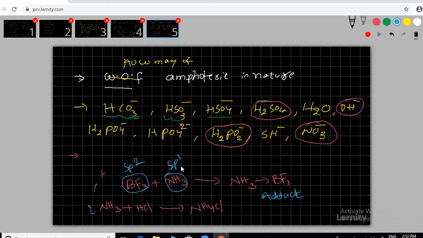sp3, but what is the shape? Pyramidal, due to one lone pair. Here sp3. Both become tetrahedral because there is no lone pair. Even this is also tetrahedral. This is also neutralization according to Lewis acid-base theory.